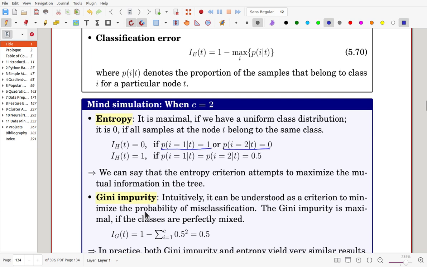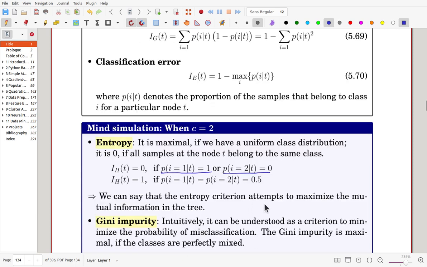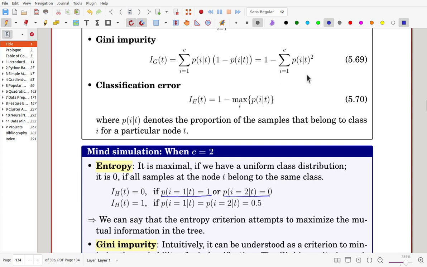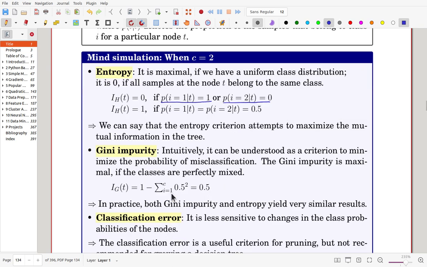Now for Gini impurity, that is maximized if the classes are perfectly mixed. That means that P1 and P2 are simultaneously 0.5, and by using this equation, 1 minus the sum over i from 1 to 2 of P_i squared, we get 1 minus a quarter and a quarter, so that the result is 0.5. That is the maximum value of Gini impurity.